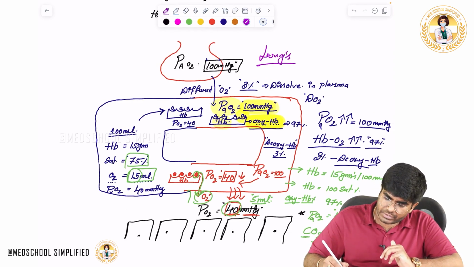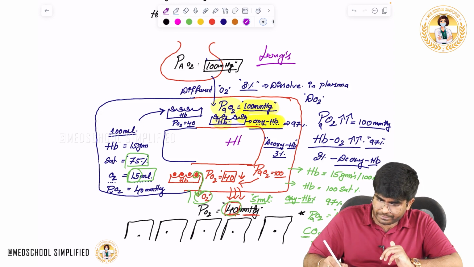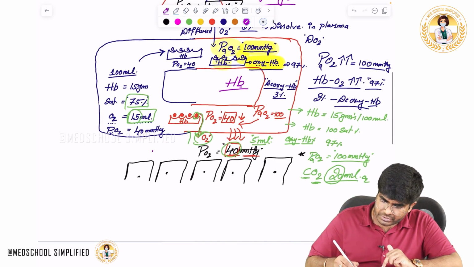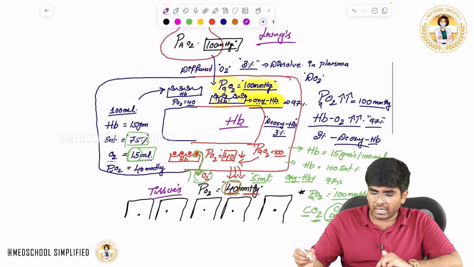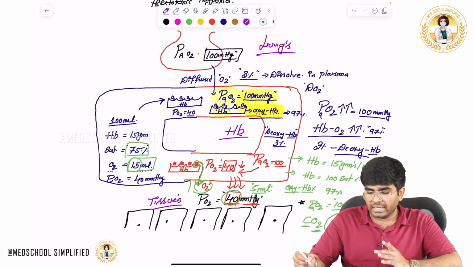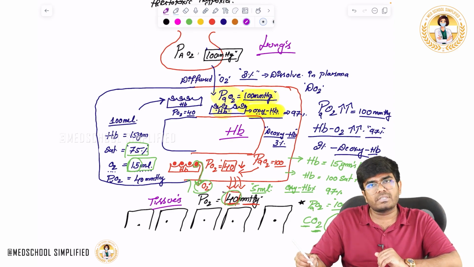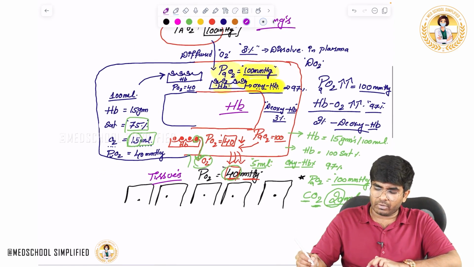The second level is your blood, that is hemoglobin. The third level is your tissues, which are taking the oxygen. So there are 3 levels. At these 3 levels, you can have problems that can lead to hypoxia. Okay, now let's discuss one by one.